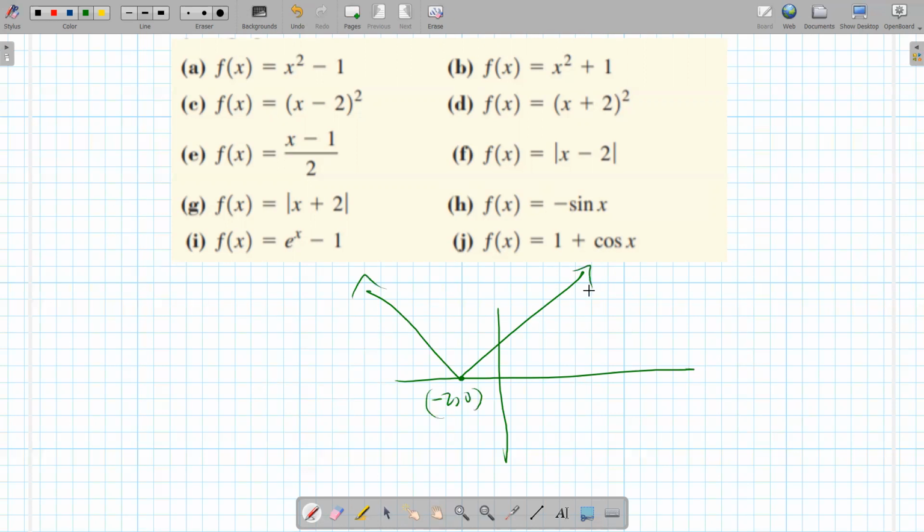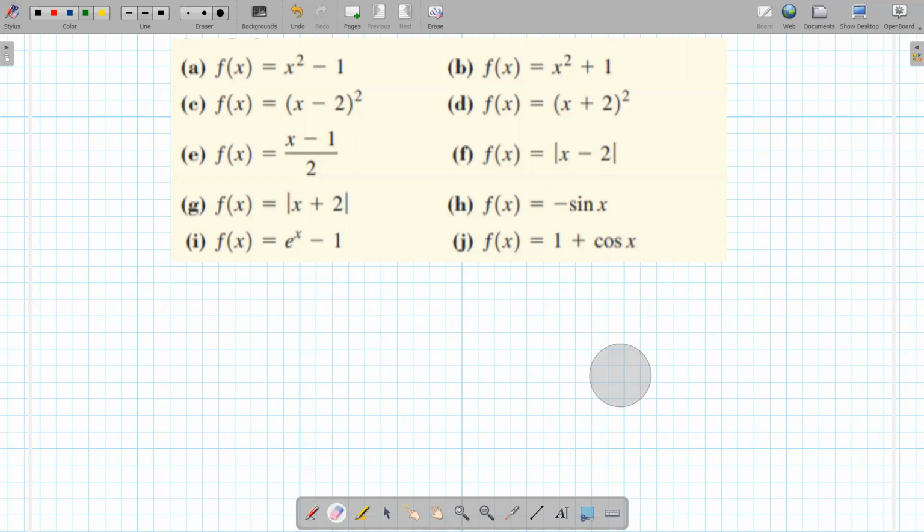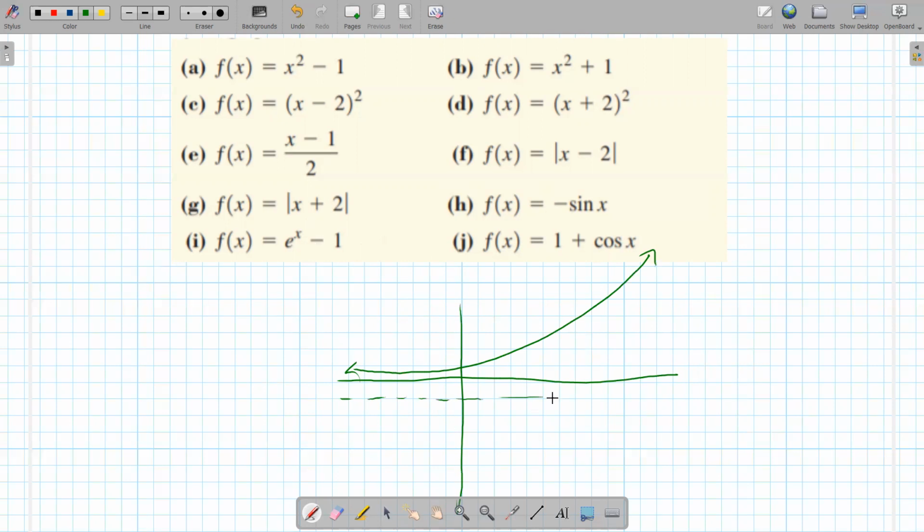And e to the x, isn't that exponential? Correct. What does the -1 do? Down 1 unit, exactly. So our parent function looks like this. It goes up like that. So now at -1 there's an asymptote. And our final function is just going to look like this. It's not going to cross that.